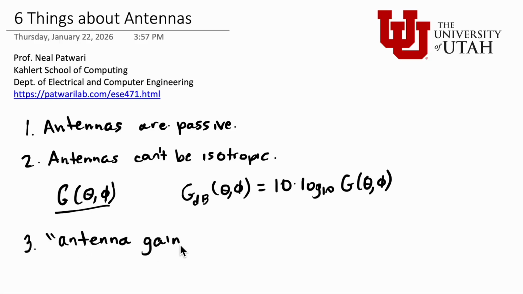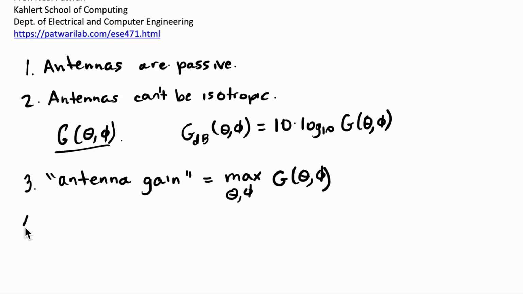The third thing is that the maximum of the gain pattern G theta phi is confusingly just called the antenna gain. It's confusing in terms of words because we're using gain for the same thing, but if I say gain pattern, then I mean G theta phi. If I say antenna gain without the word pattern, then I mean the maximum of the pattern. The fourth thing is that bigger antennas have higher gain.